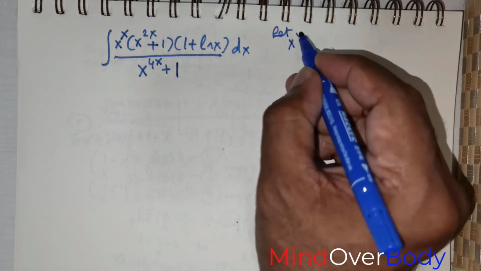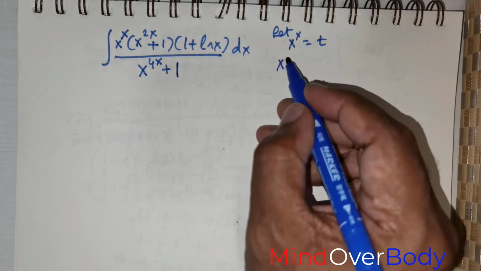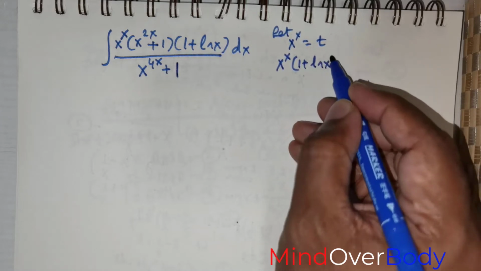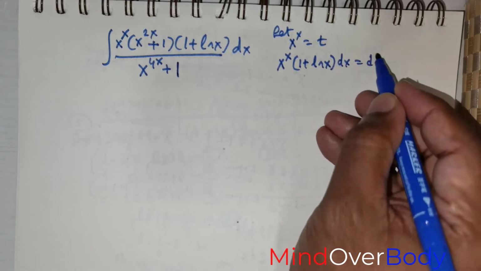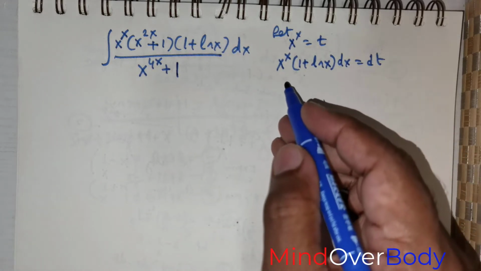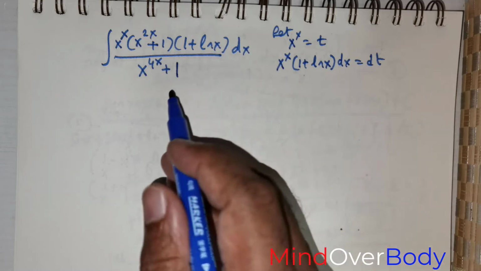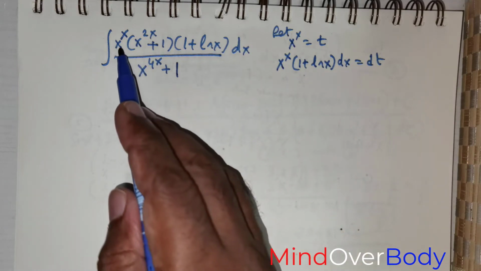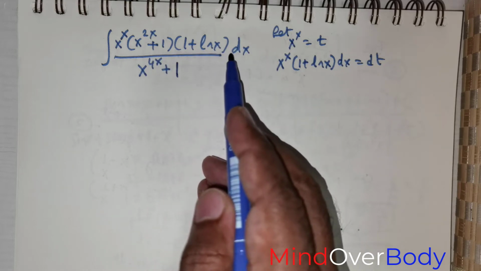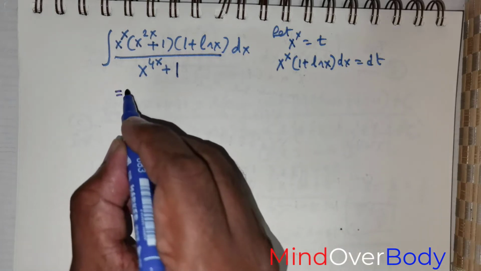So let x^x be equal to t. When I differentiate this, I get x^x times (1 + ln x) dx is equal to dt. I've already shown you how to differentiate x^x in the previous classes. So this is what we have got. Now clearly we can see that x^x times (1 + ln x) dx is actually dt. So let us replace that.